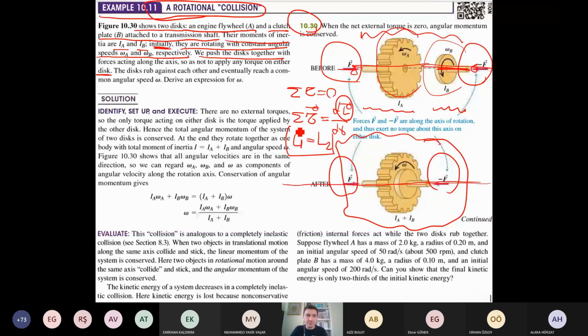Initial angular momentum is given by the angular momentum of object A plus the angular momentum of object B. And what about the final angular momentum of the system? The total moment of inertia of the two objects, because they are rotating together, they have the same angular speed, and put the angular speed here. Then from this you can get the relation for the final angular speed. Do you have any questions?